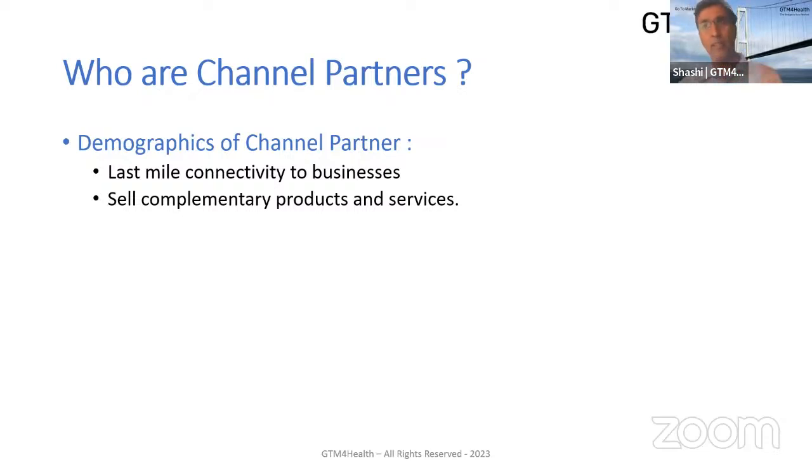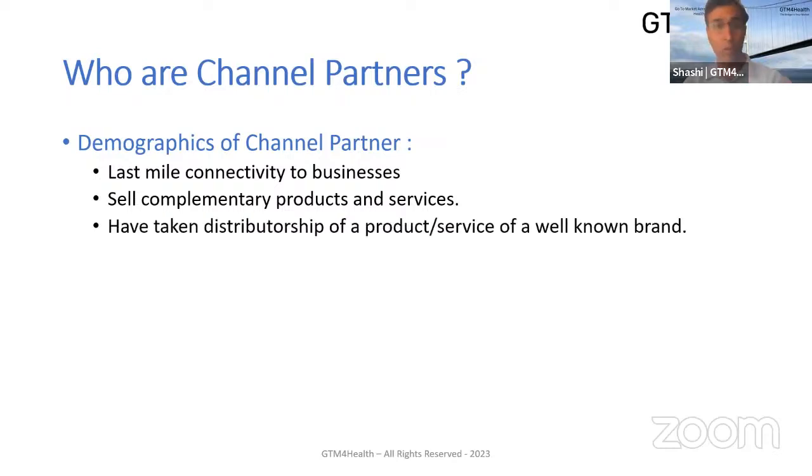They are a kind of channel. They sell a lot of things. So how do you leverage them to take your product? They sell a lot of complementary products. They've also taken distributorship of products or services of a well-known brand. These are the traits to look for. Any big MNCs or large Indian companies will have dealers and distributors. So this is the way to identify that this person is a channel partner.